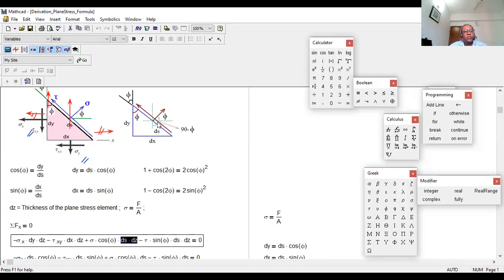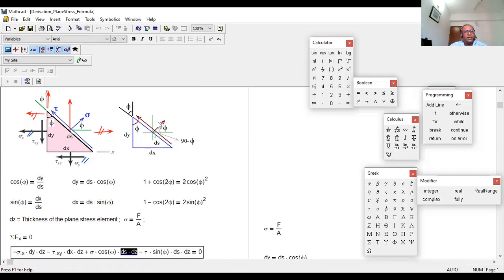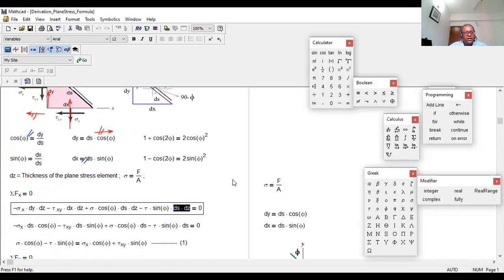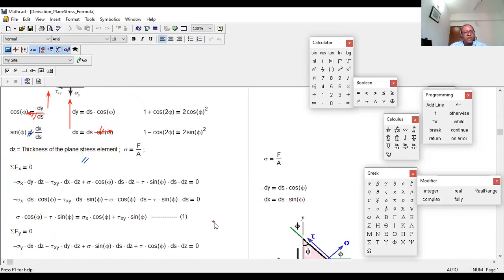This component of the tau is working in the negative x-axis, so minus sign. This will be tau sine phi, and upward, tau cos phi. So we take sine phi into tau. What is this area? ds into dz, right over here. Okay, now we just simplify it. From all, dz will be out.